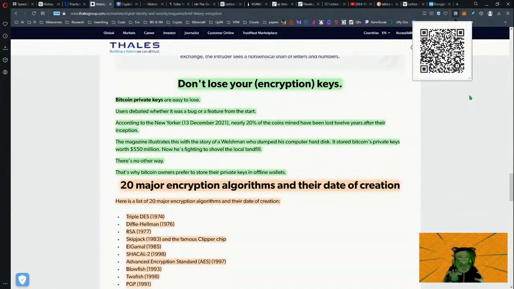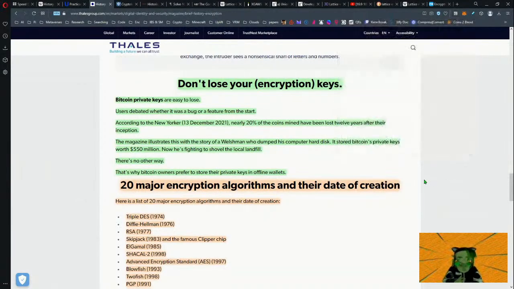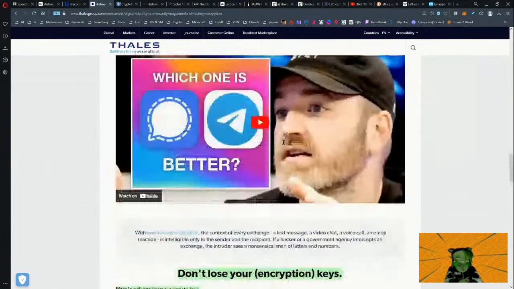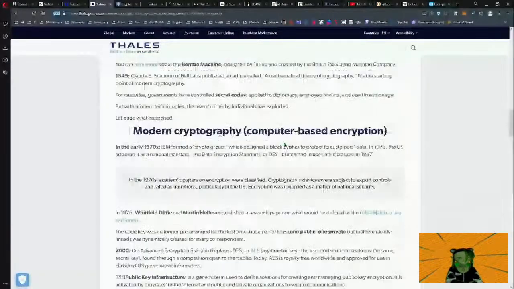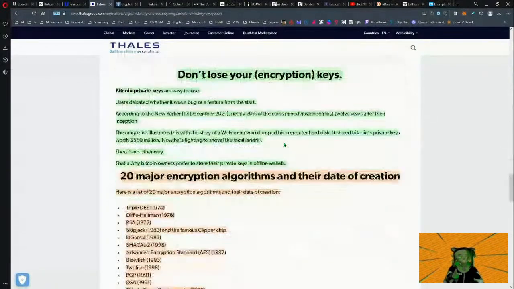That could mean more than just your coins. In some cases, that might be your birth certificate. That might be your social security card. It might be, you know, how you log into your bank that day. So this is a Thales Group site. Like, this is a group website for helping people with technically encryptions. And this is about cryptography. And in this site, don't lose your encryption keys. And they specifically point out Bitcoin.